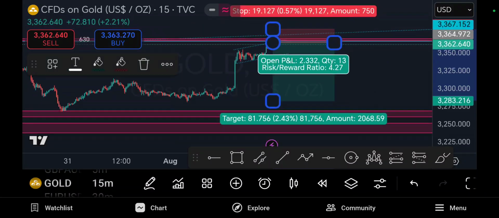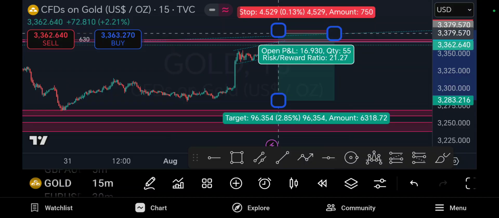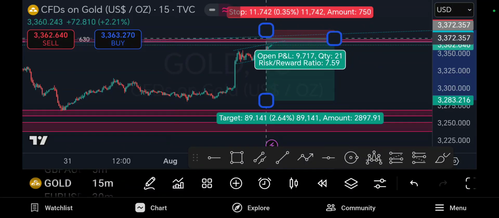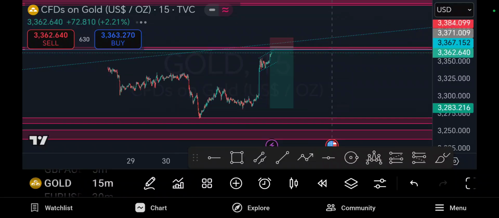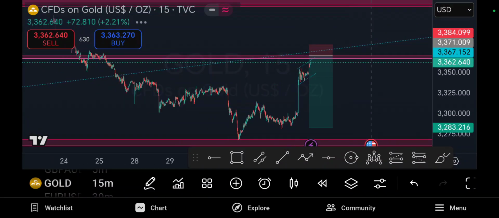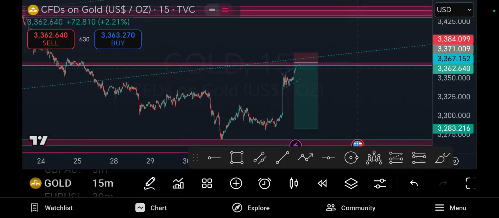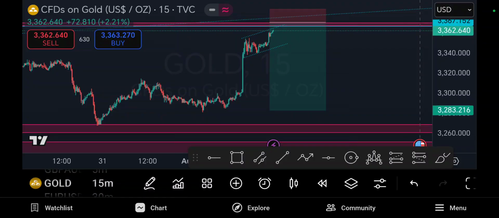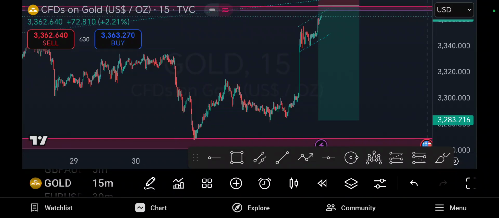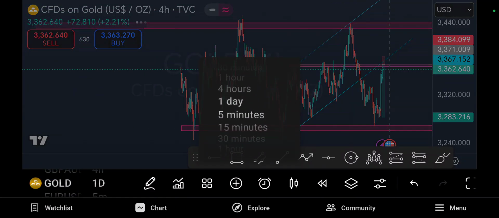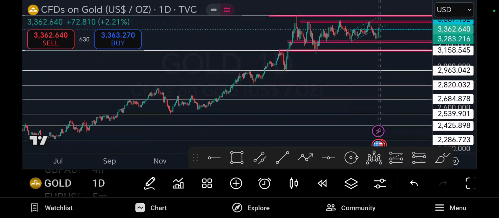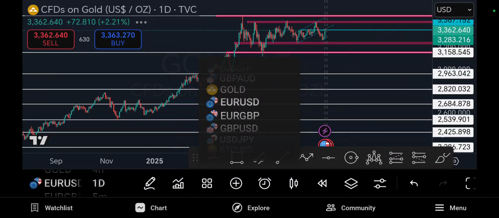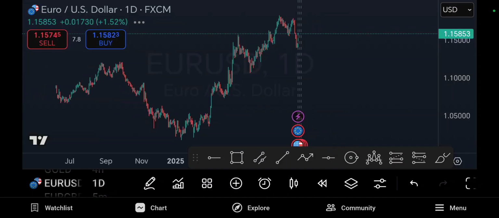Hold up until here. Nice clean, nice tight stop loss. It's almost 100 pips, and with gold, 100 pips you can make something proper. And then obviously I'll update you throughout the week to say this is what I'm looking to do on gold.